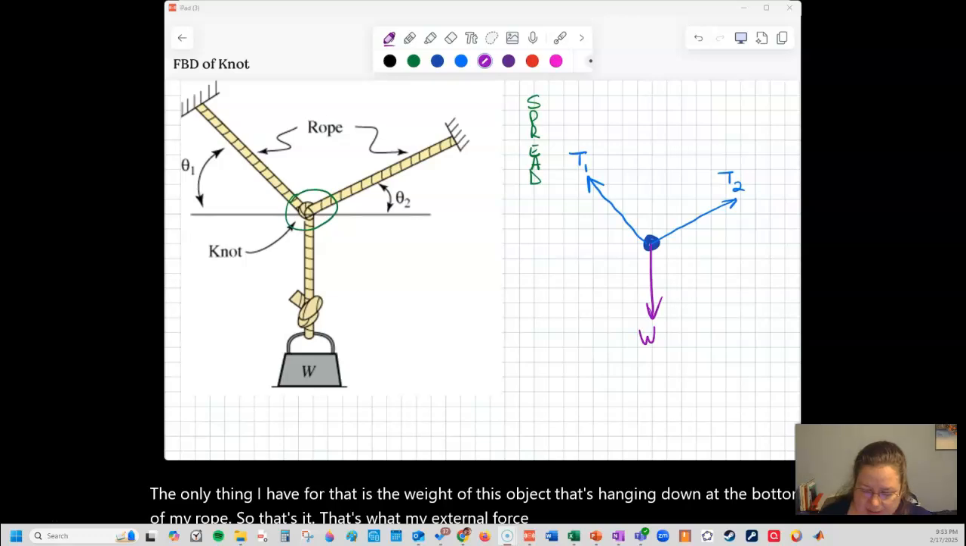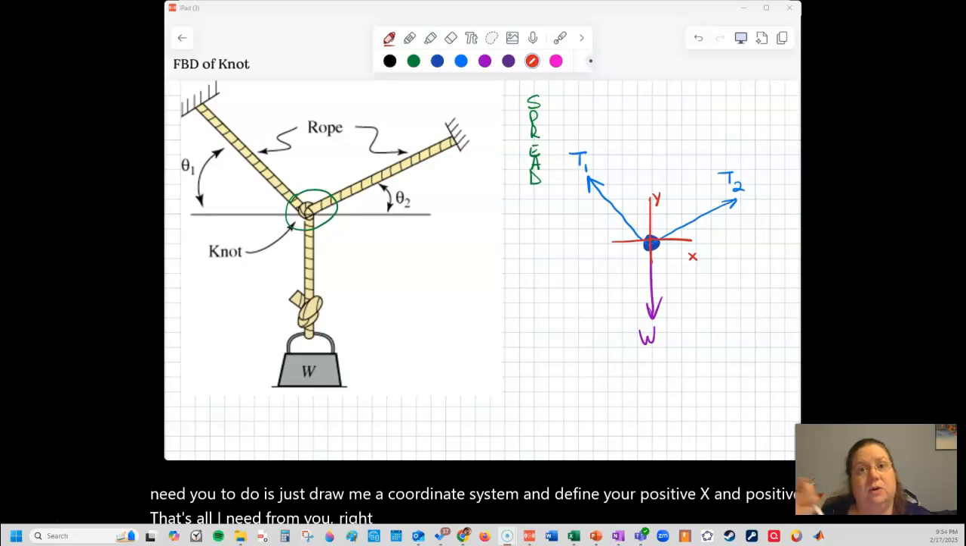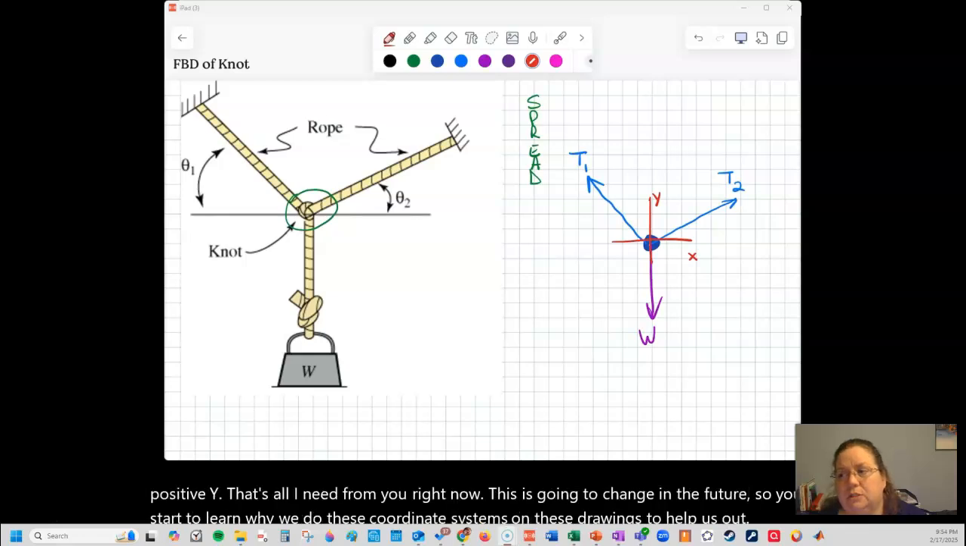A stands for axes and angles. All I need you to do is just draw me a coordinate system and define your positive x and positive y. That's all I need from you right now. This is going to change in the future, so you'll start to learn why we do these coordinate systems on these drawings to help us out with future endeavors.